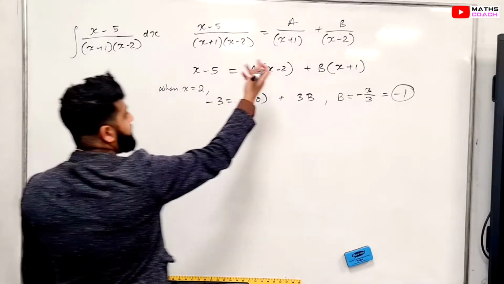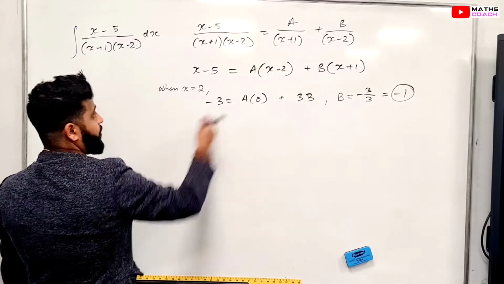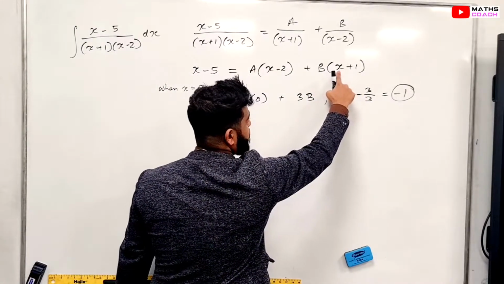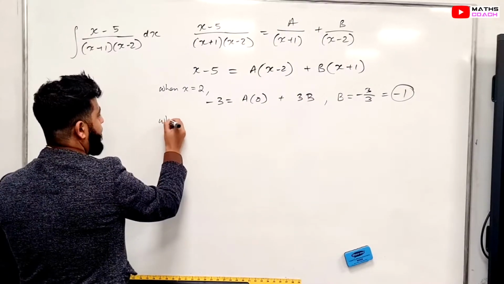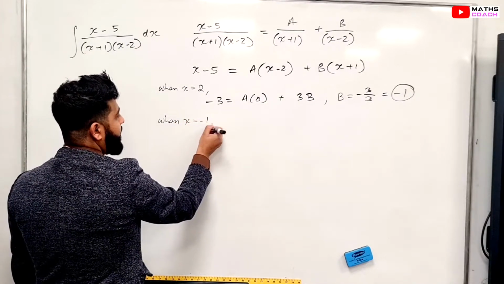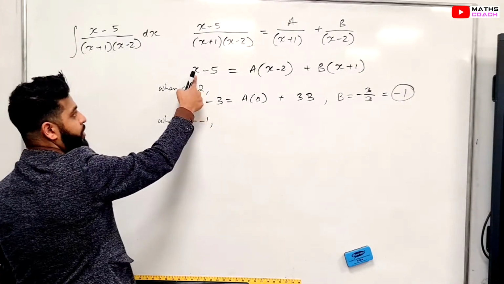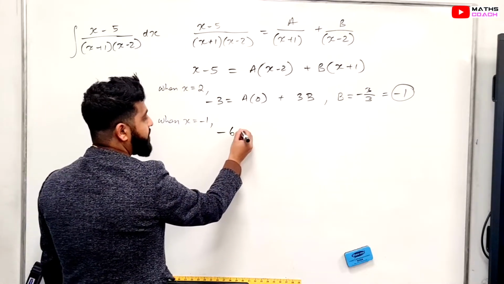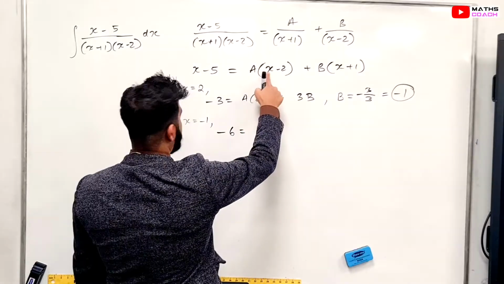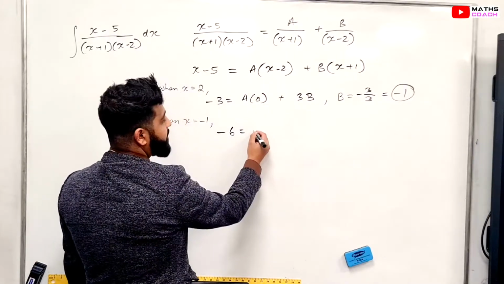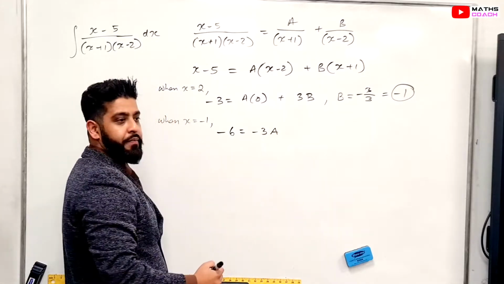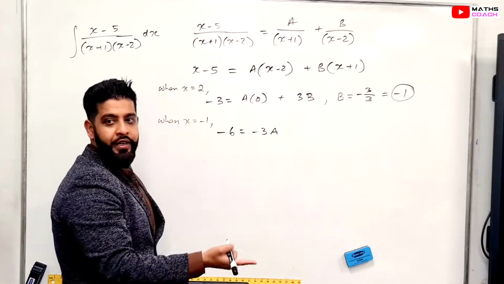Then we look to eliminate the b itself so that we can find a. So here we want a 0, so we'll have to have minus 1 in here. So when x is equal to minus 1, we put minus 1 in here too, so minus 1 minus 5 is minus 6. What happens to the a? Minus 1 minus 2 gives us minus 3. So it's minus 3a, yeah?